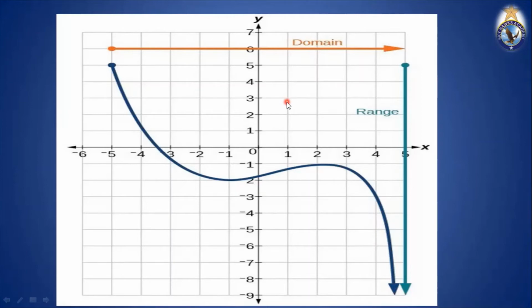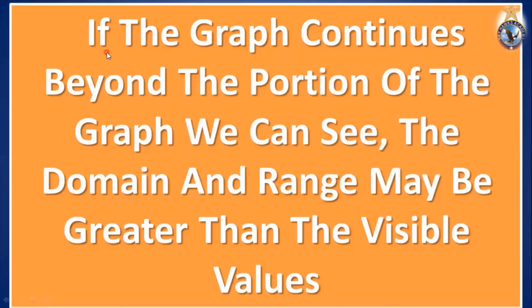Okay. Now let's see. So please read this one. If the graph continues beyond the portion of the graph we can see, the domain and range may be greater than the visible values. So this was a question, I hope, and this is the perfect answer. If the graph continues beyond the portion of the graph we can see, the domain and range may be greater than the visible values.